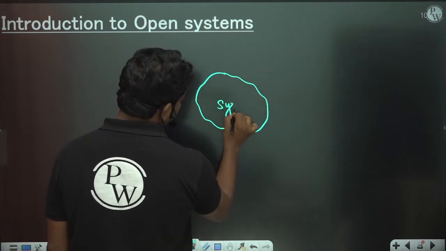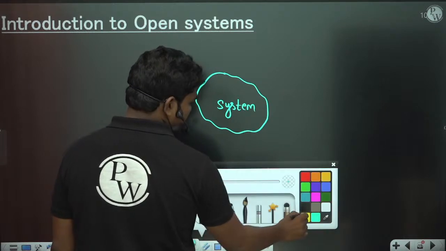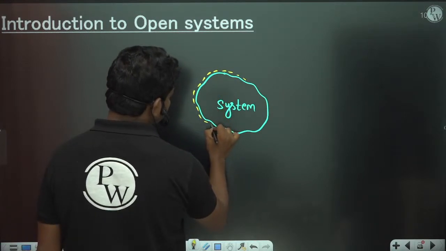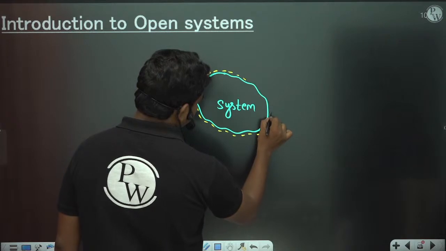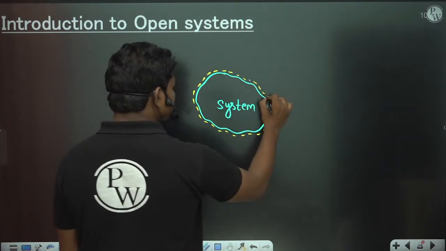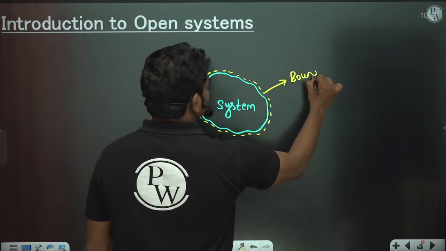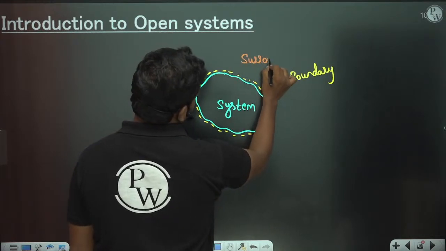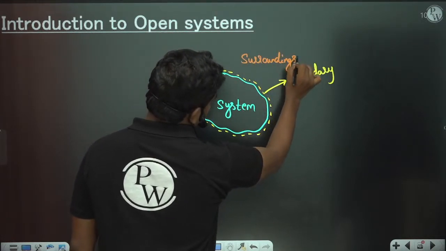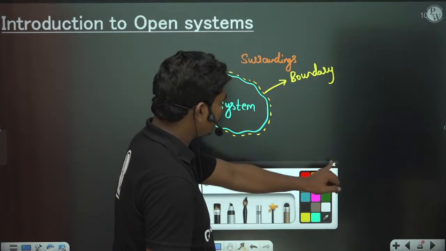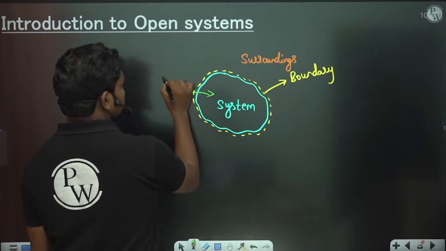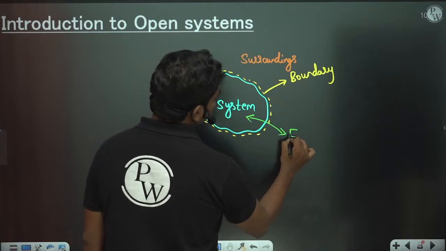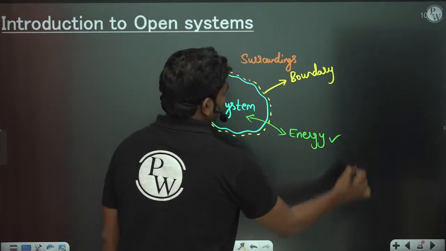So this is a system, this is the boundary, and obviously you have some surroundings. Then across the system we have mass interactions. Mass interactions are permitted, and also energy interactions are permitted actually.